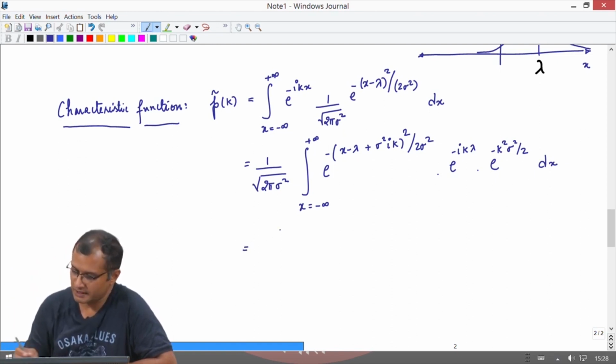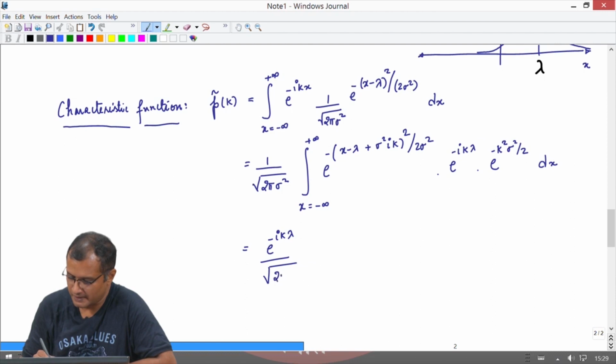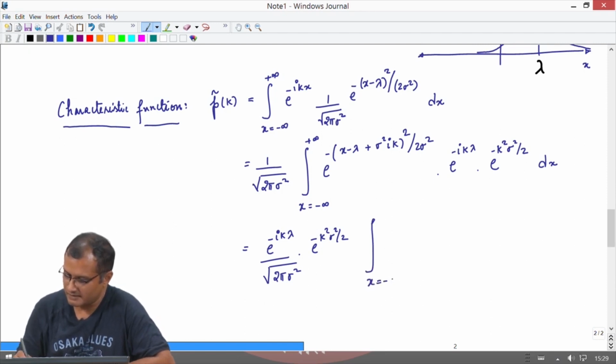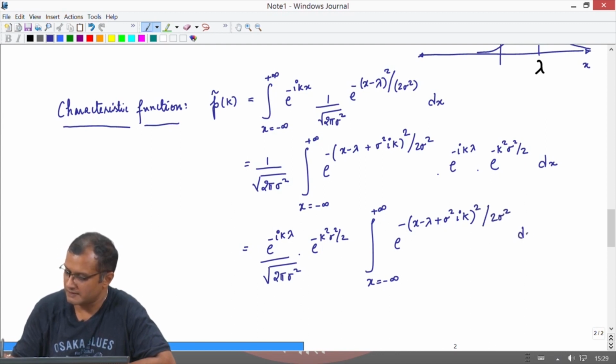As usual, I can pull out e raised to minus I k lambda because this is an integral on x. So, e raised to minus I k lambda comes out, divided by 2 pi sigma square, and so does e raised to minus k square sigma square by 2, and what I have inside is basically an integral x going from minus infinity to plus infinity e to the power minus of x minus lambda plus sigma square I k square by 2 sigma square dx.